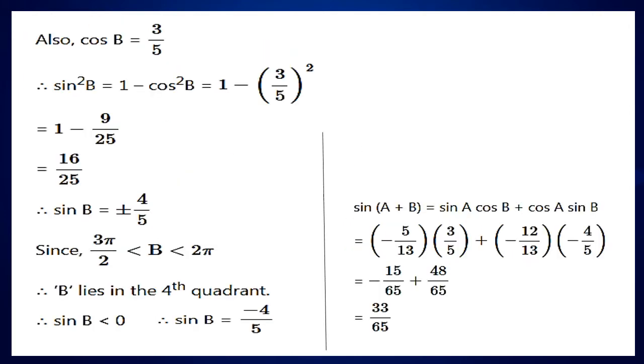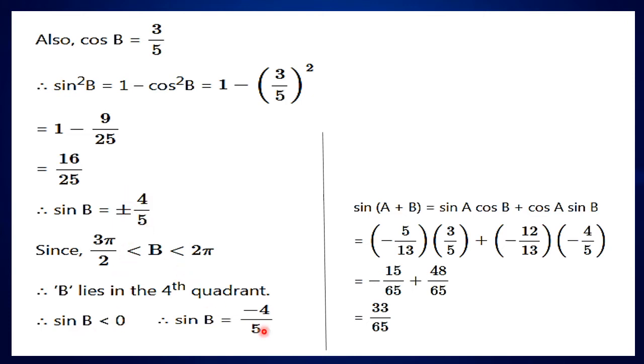Now consider cos B. Cos B is equal to 3 upon 5. Then from this we can find out sin B by using the identity. So sin square B is 1 minus cos square B is equal to 1 minus (3 upon 5) the whole square. So 1 minus 9 upon 25, which is equal to 16 upon 25. Now take the square root on both sides, we will get sin B is equal to plus or minus 4 upon 5, and given that B lies in the fourth quadrant, that is between 3 pi upon 2 and 2 pi, where sin theta is negative. So sin B is less than 0, that is minus 4 upon 5.